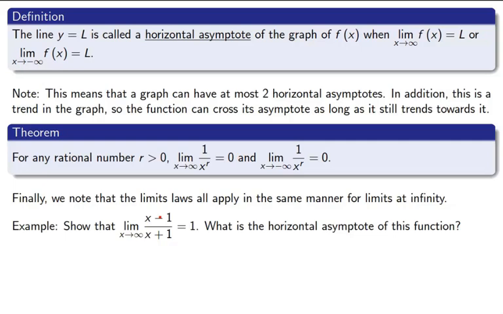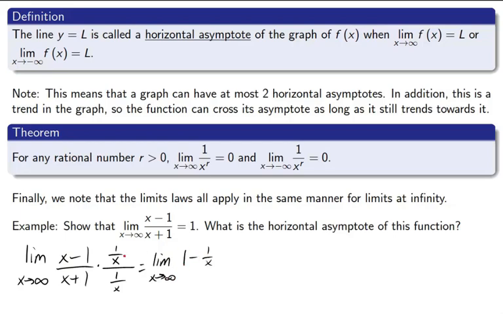What we did in the first example was we guessed that this value was going to be 1. Let's show this officially. What we do to prove that the limit is actually 1 is we take this function and we multiply by 1 over the highest power of x that appears. The highest power is just x. We get the limit as x approaches infinity of 1 minus 1 over x, when we distribute the 1 over x, over 1 plus 1 over x.